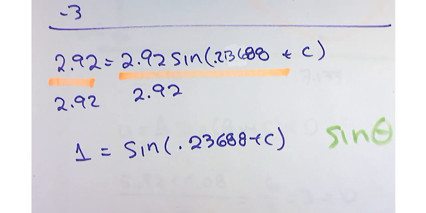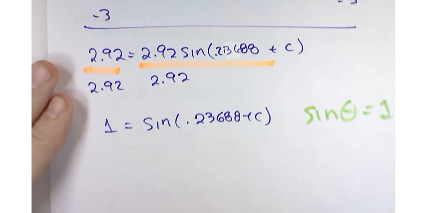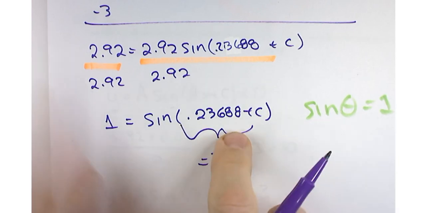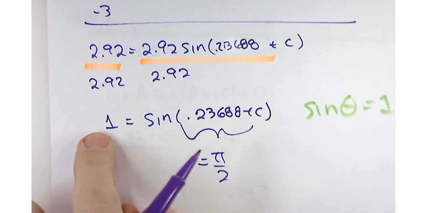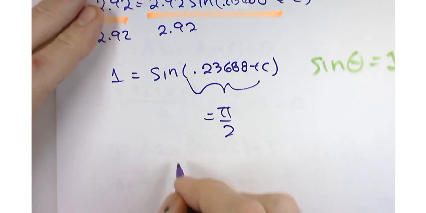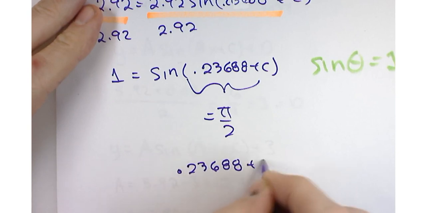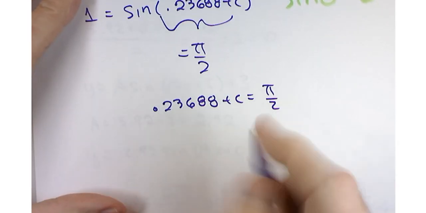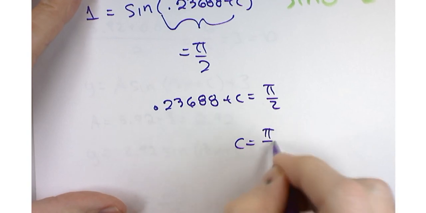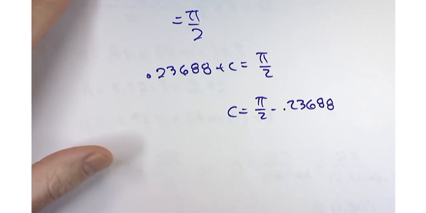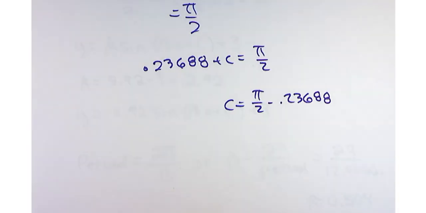I mentioned this in class the other day, but I didn't really get to give quite as much of a preamble to it. This angle has to equal pi over 2. That's the only way that you can take the sine of something and get a 1. So what that's saying is 0.23688 plus c equals pi over 2. If I move this to the side, c equals pi over 2 minus 0.23688. And that should give us our value of c.